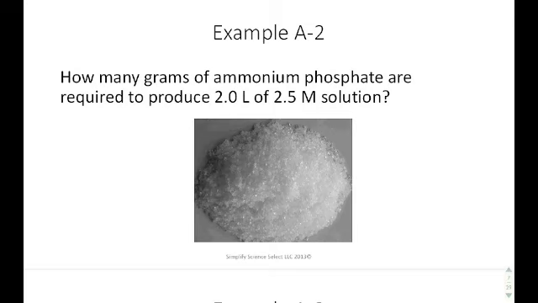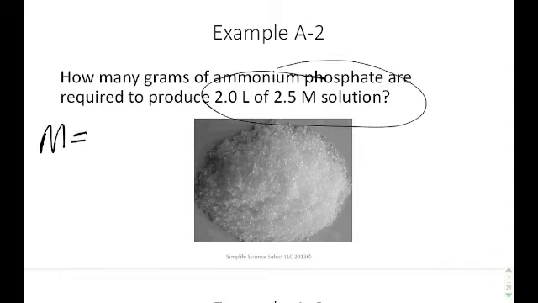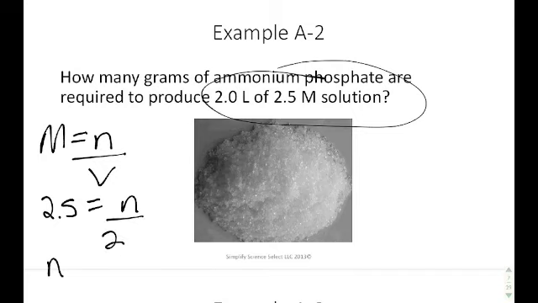In this one it says, how many grams of ammonium phosphate are required to produce 2 liters of 2.5 molar solution? Okay, so once again, we start off with the idea that molarity is equal to the number of moles divided by the volume, or in our case 2.5 equals n divided by 2. So the number of moles that are required in this case is going to be 5 moles of ammonium phosphate.